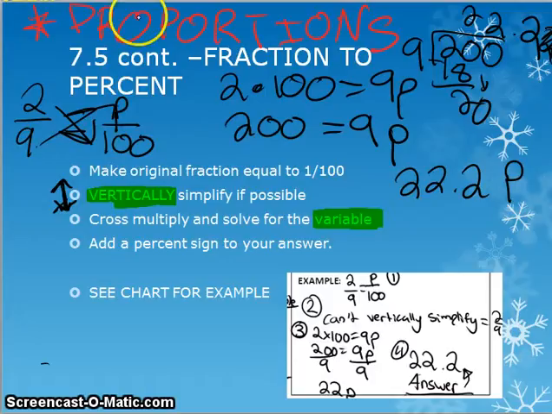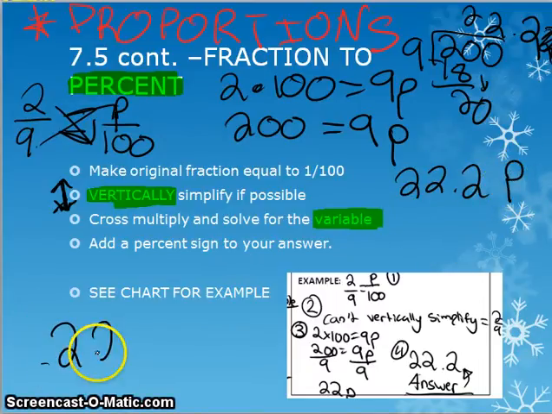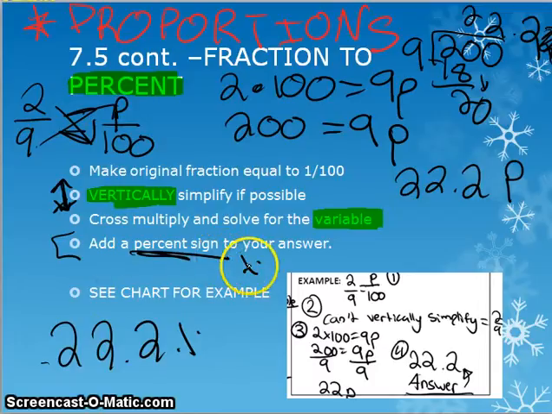Now, do we all remember what the p stands for? That's right. The p stands for percent. So when I wrote 22.2p, I really meant 22.2%. And as you see in my last step right here, this is add a percent sign, which looks like that, to your answer. And I put C chart for example because this is basically the problem I just did.